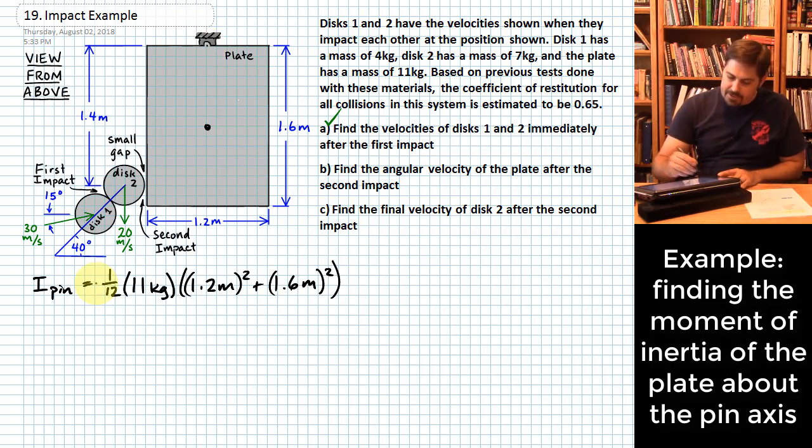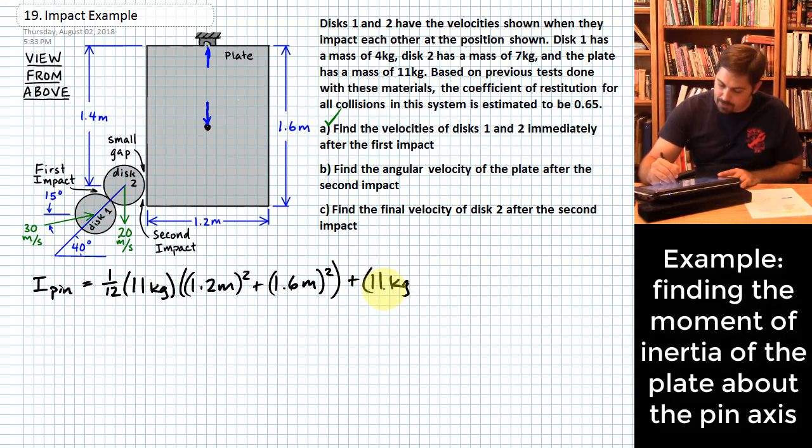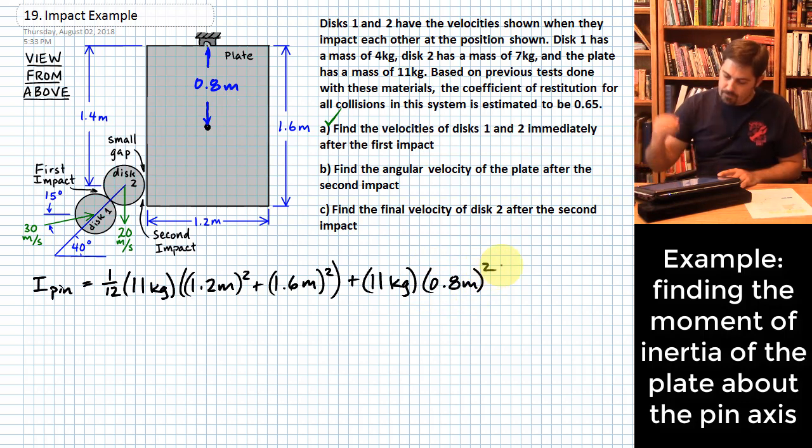So what I need to do is think about how far is it from this point up to this point. And the answer is it's going to be half of 1.6 meters. That's just going to be 0.8 meters. I use that with the parallel axis theorem. Parallel axis theorem says you take the mass of that body and multiply by the distance. Again, that distance there, 0.8 meters, squared.